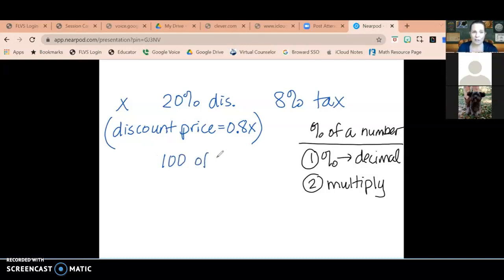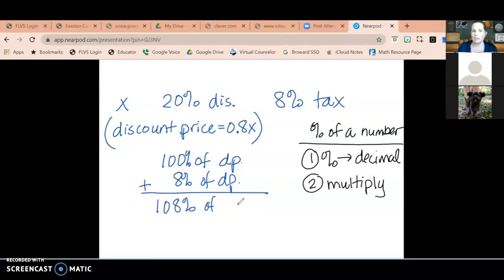100% of, I'm just going to abbreviate it as DP, right? I have to pay 100% of that discount price. Plus, I have to pay 8% of the discount price. What's the total percent of the discount price that I have to pay, right? 108% of the discount price, right?